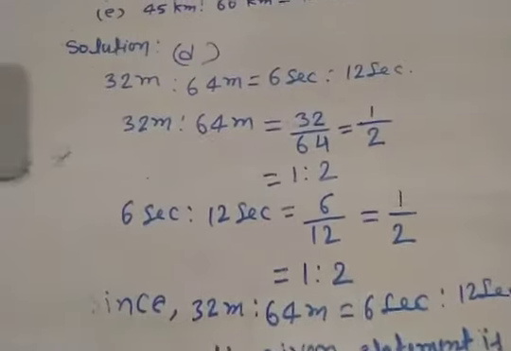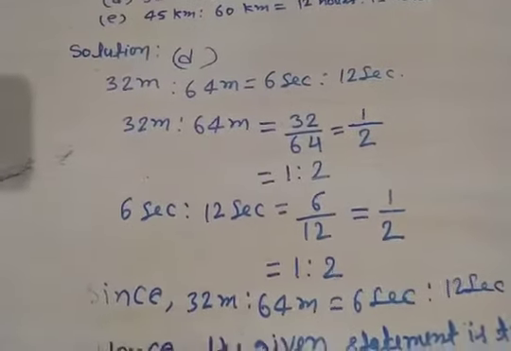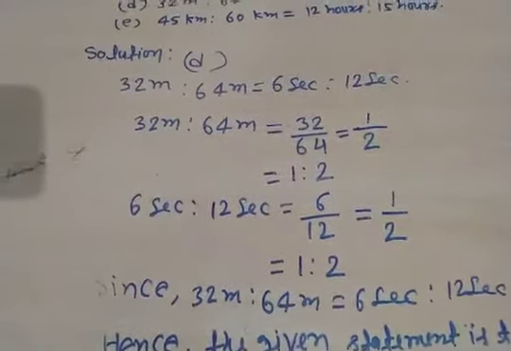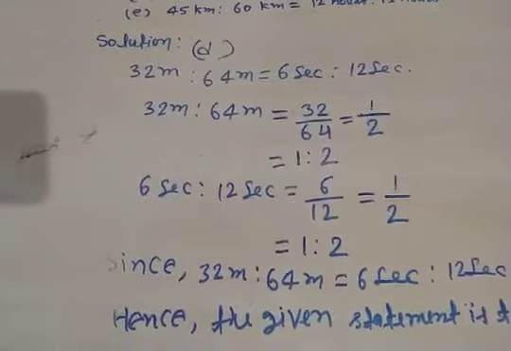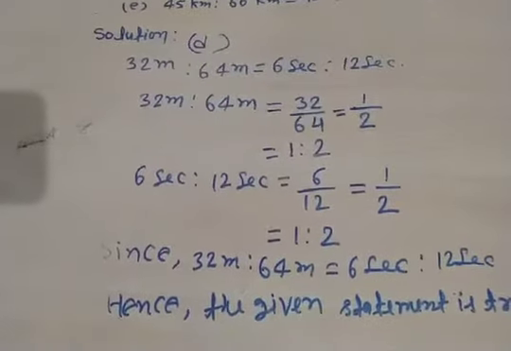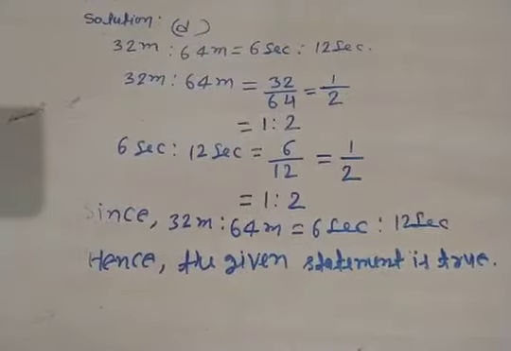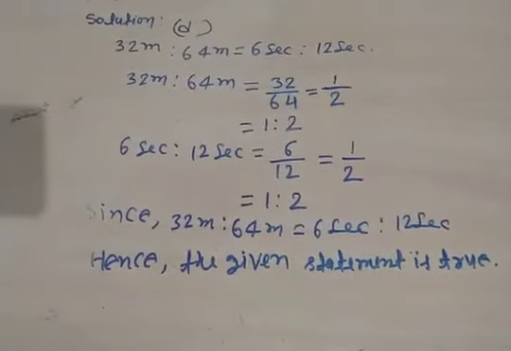So you can see here 32 meter ratio 64 meter is equal to 1:2, and the 6 second ratio 12 second is also equal to 1:2. So we can say that the given statement is true.